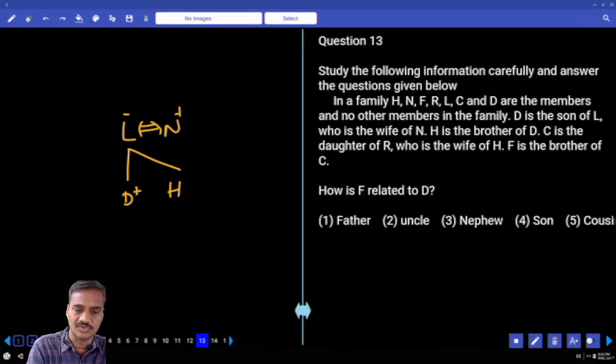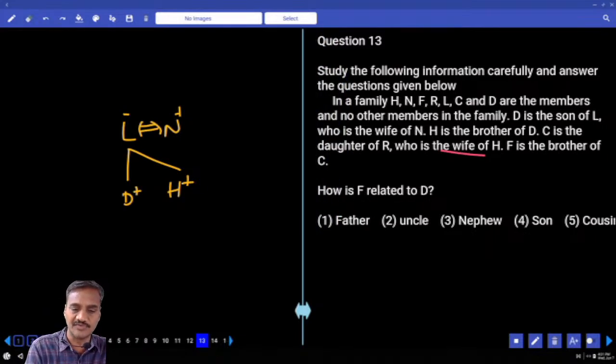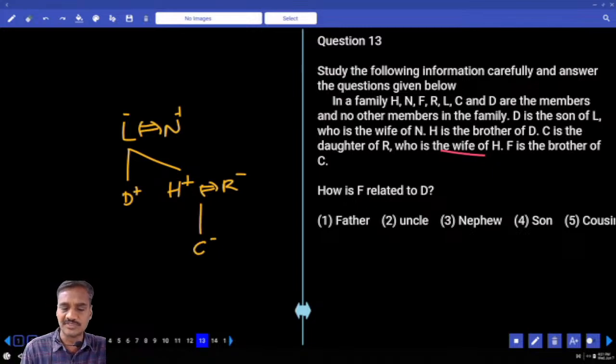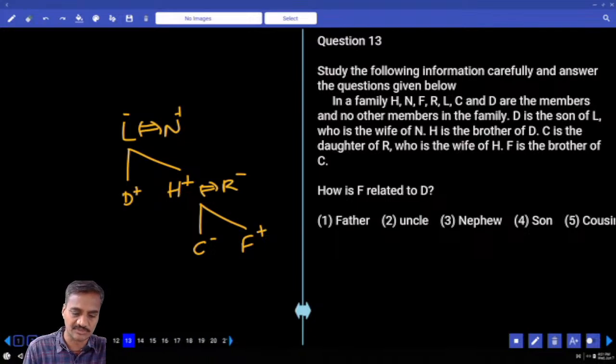Now this H, who is the brother of D, and C is the daughter of R. R is the wife of H. H and R are married couple. And C, a female, is the daughter of R. And F is the brother of C. Now this is F, who is the brother of C. Clear? Then how is F related to D? D is brother's son. Brother's son is nephew. That is choice 3, question number 13.